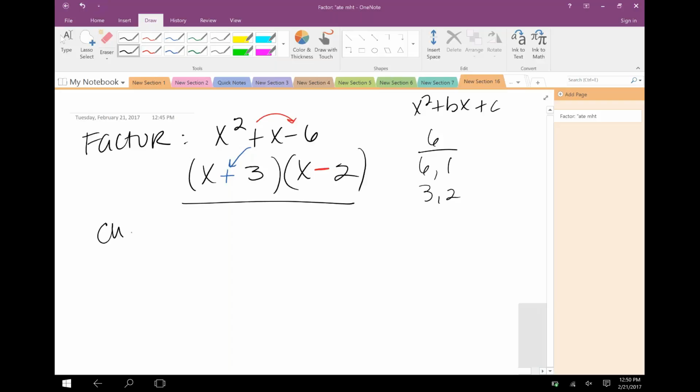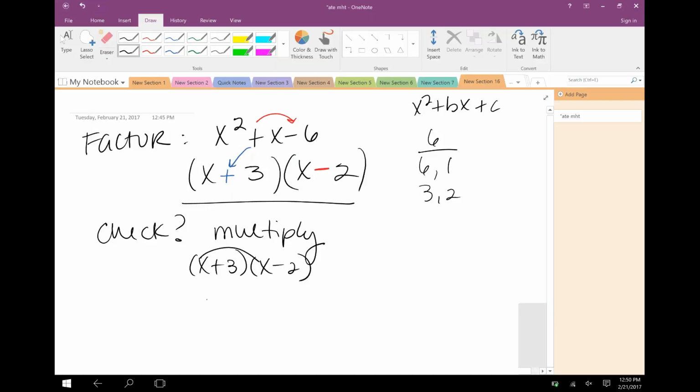And how can you check yourself? You can check any factoring by multiplying it back together. You can just distribute to see if you get your original polynomial. So x squared minus 2x plus 3x minus 6. Combine like terms, and you have x squared plus x minus 6. So we do have the right answer there.